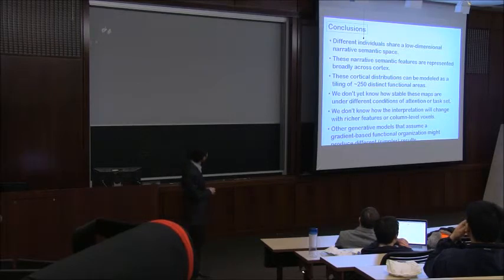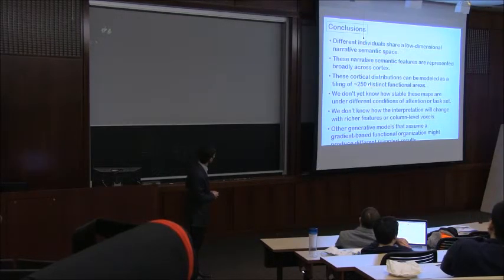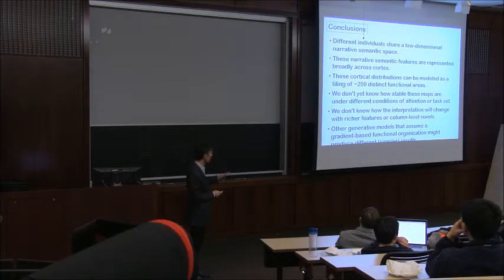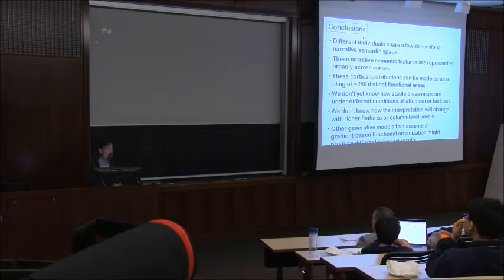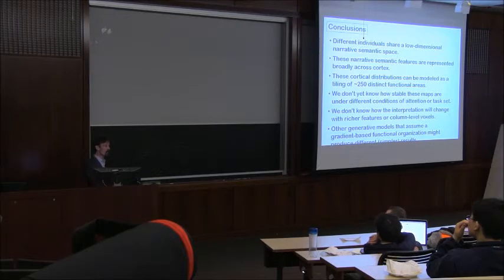Different individuals share a low-dimensional space. These neurosemantic features are represented broadly across cortex. We have about 250 distinct functional areas just for this one task. We don't know how stable the maps are. We don't know how the interpretation will change with other features. And we don't know how the interpretation will change when we use a different gradient-based generative model. And that's about it. If you want to know about decoding, I can talk about that.